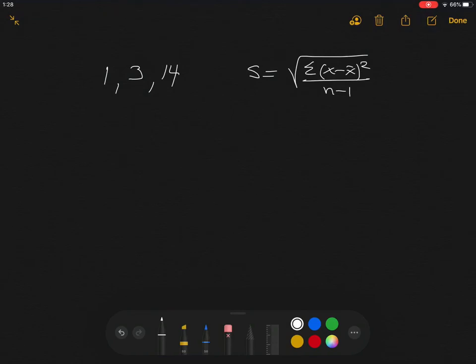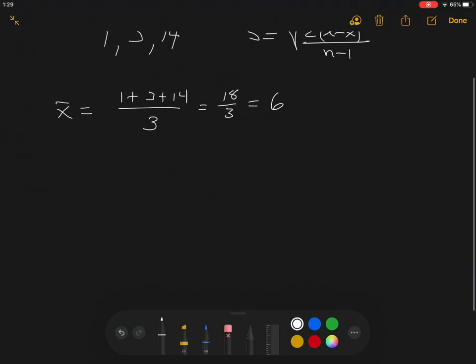And so the first thing that I need to find is actually the average of these, x bar. What is x bar? X bar is equal to 1 plus 3 plus 14 divided by three numbers. So 1 plus 3 is 4, plus 14 is 18, divided by 3, which is the same thing as 6. Now, let's go find the standard deviation using the formula.